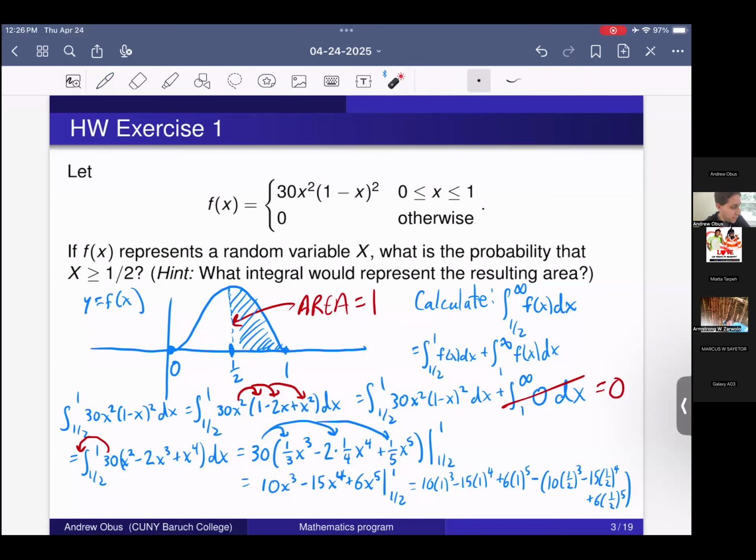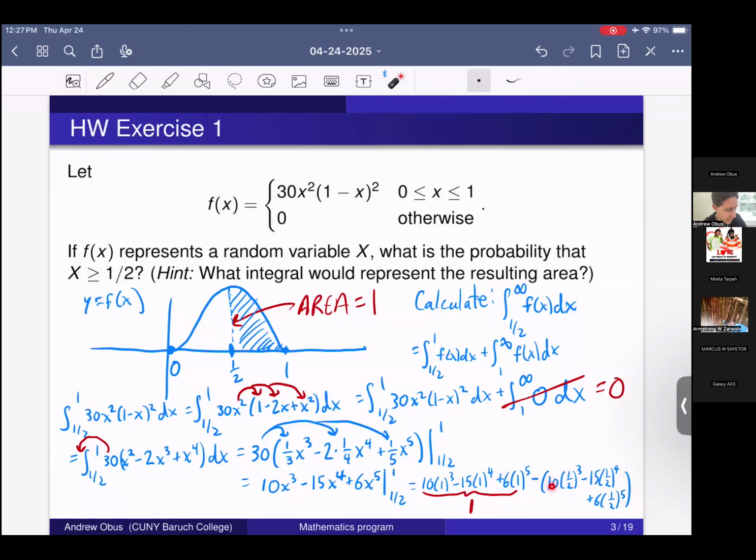I've run out of space, so let me just try to write down what this is going to be. All of these are 1, so this is just 10 minus 15 plus 6, so that's going to be equal to 1 over here. Maybe I'll put that in red. So that's going to be equal to 1. 10 minus 15 plus 6 is 1.